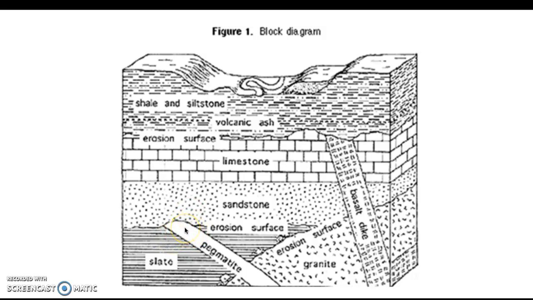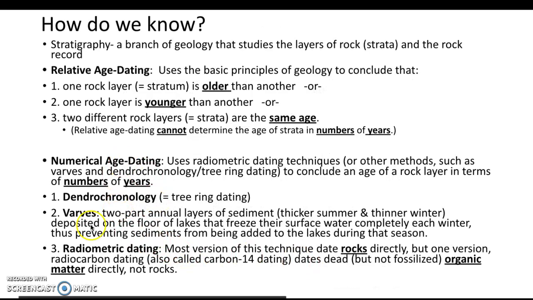I'm sorry. Wait a minute. Limestone is younger than the sandstone. I was saying it backwards. My bad. Limestone is younger than the sandstone. Sandstone is younger than the pegmatite. Pegmatite is younger than the slate, and the slate is younger than the granite. We don't know numbers of years. Okay, that's where numerical age dating comes in.